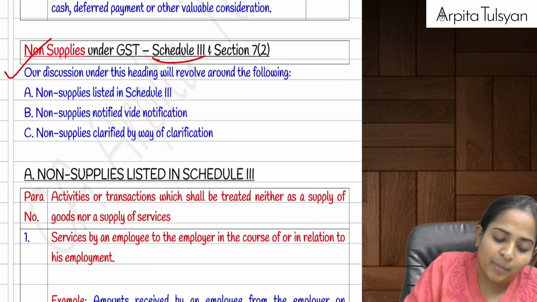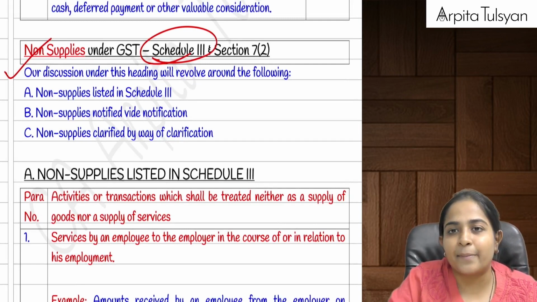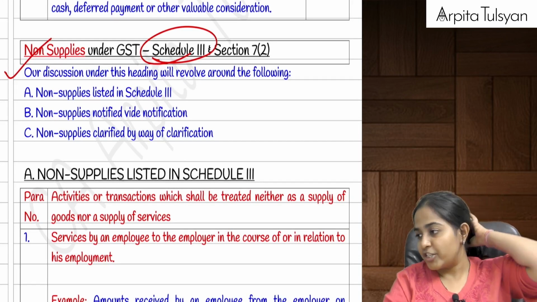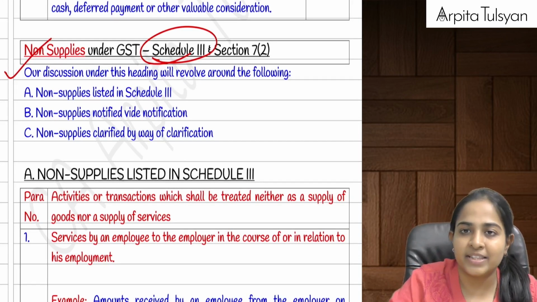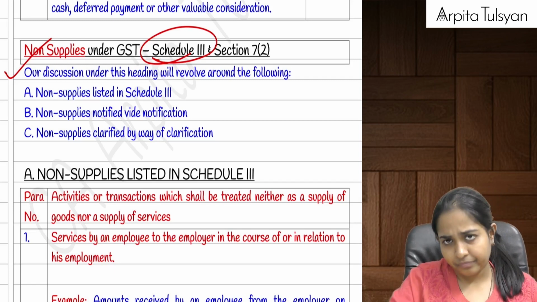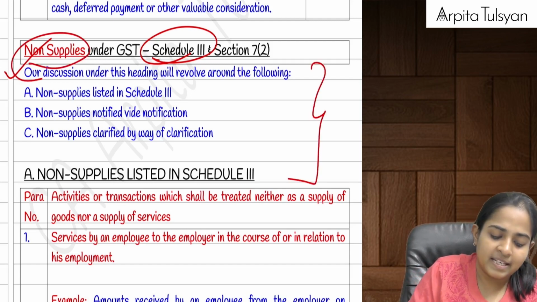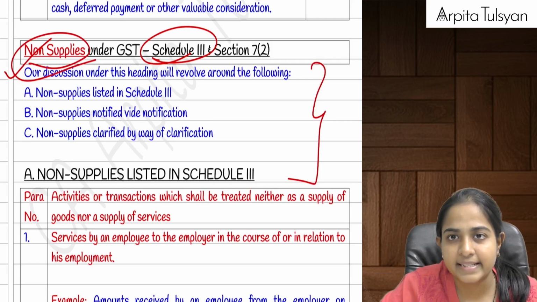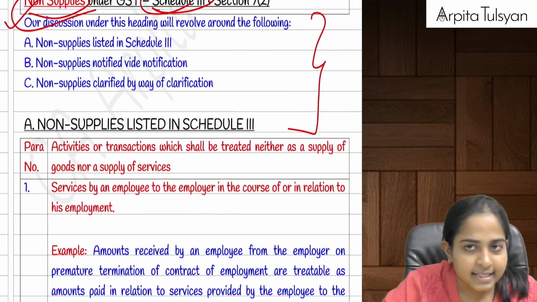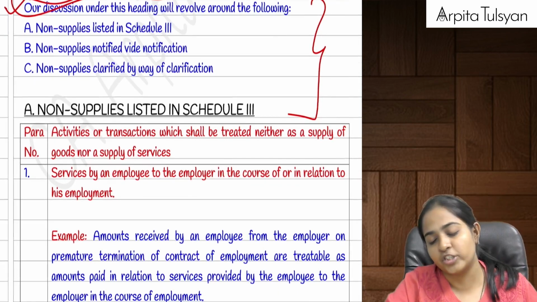Okay, second last part of section number 7. Now here we are talking about schedule number 3. What was schedule number 1? Schedule number 1 was talking about deemed supply, that is, even if there was no consideration involved, it was considered as a supply. Schedule number 2 gave us a bifurcation whether it is supply of goods or supply of services. And schedule number 3 says that whatever points we are going to study below, these are considered as non-supplies. Non-supplies means it is not considered as a supply, and in that case there will be no GST applicable.